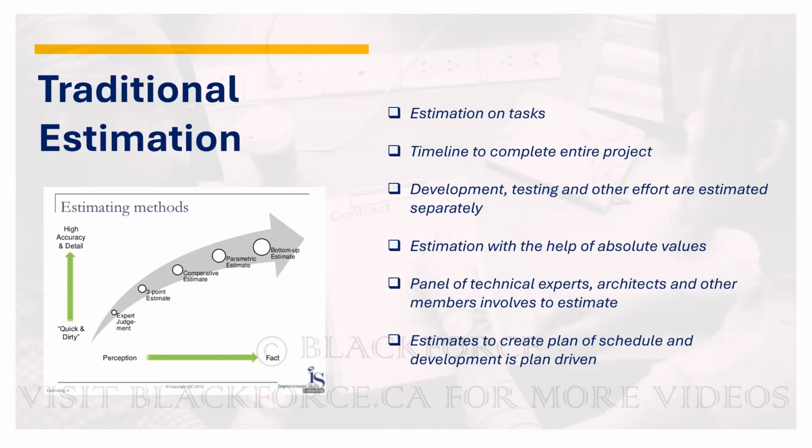You can also do a 3-point estimate. A 3-point estimate is where you take the pessimistic point, the optimistic point, and what it should be. Then you divide it. So that's a 3-point estimate.